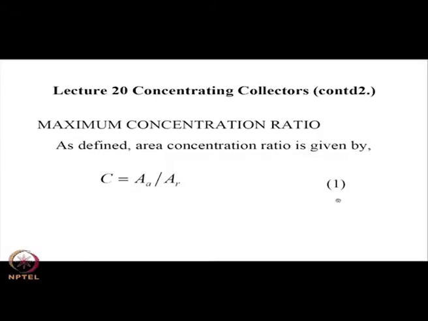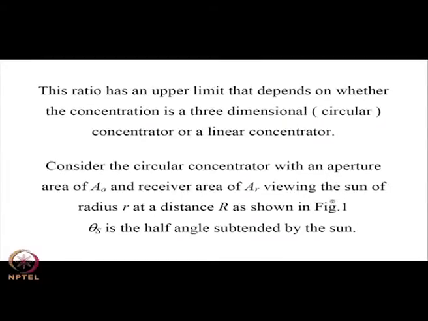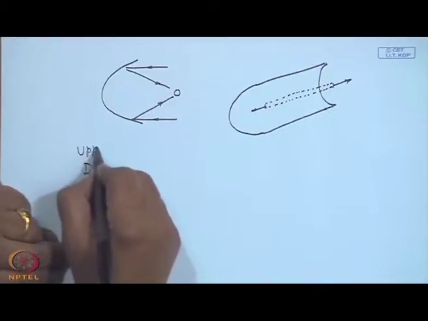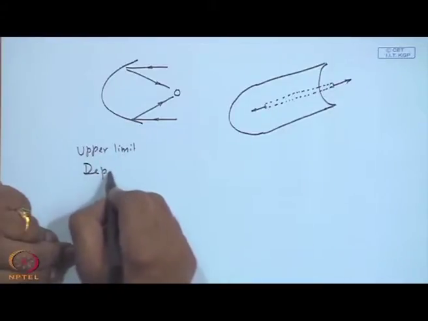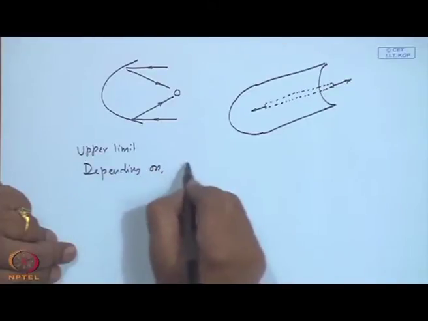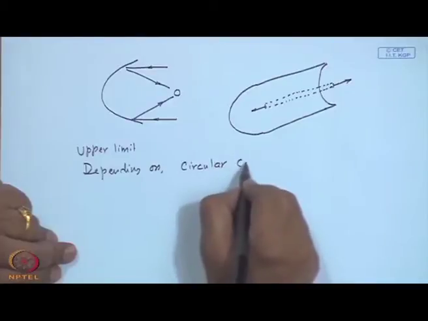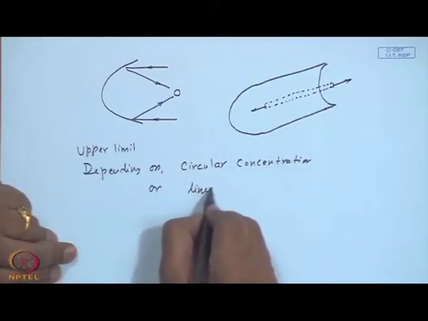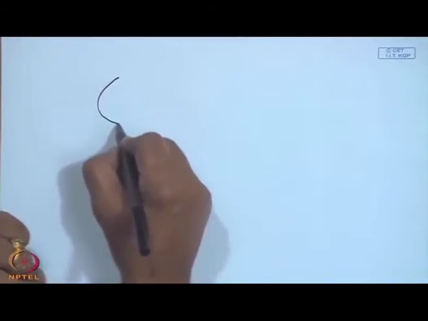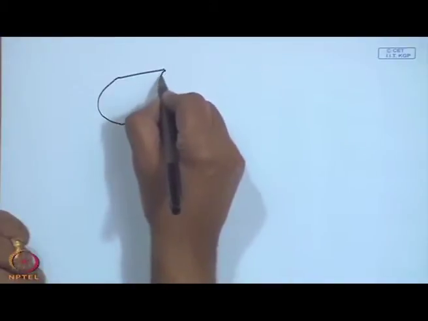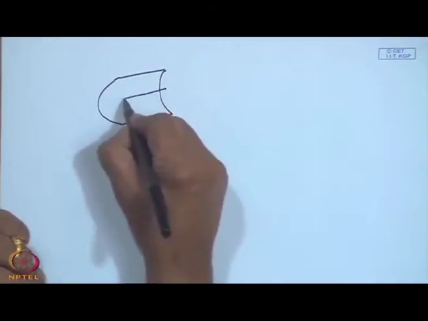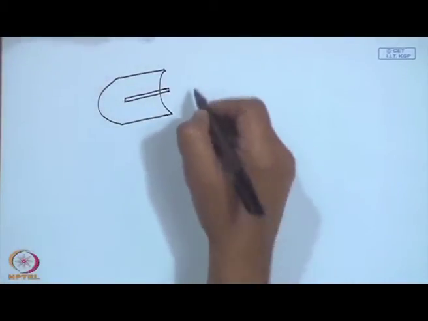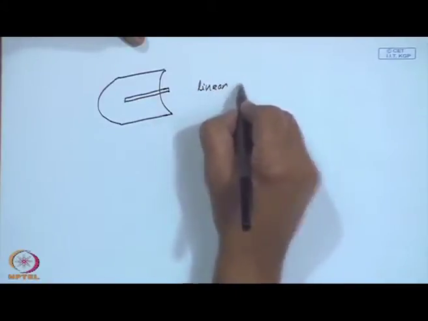But even if we talk about only the theoretical possible maximum concentration ratio, this has an upper limit depending upon whether it is circular concentration or linear. So, if you have a parabolic system like we have drawn now, the attempt is to focus onto a line. So, this is a sort of linear concentrator.